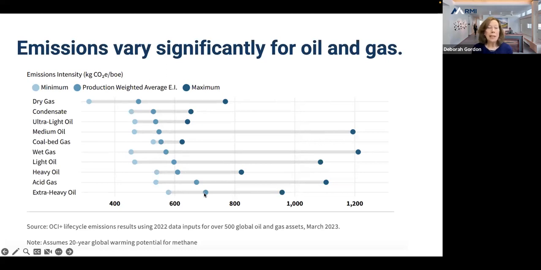But what's really interesting here is that they do overlap. And so not always is a dry gas necessarily less emitting than an extra heavy oil, for example, depending on how these assets are operated, which really gives a huge control mechanism to operators, to the industry. Depending on how they're operated, there can be very high or relatively low emissions within the same class of an asset.